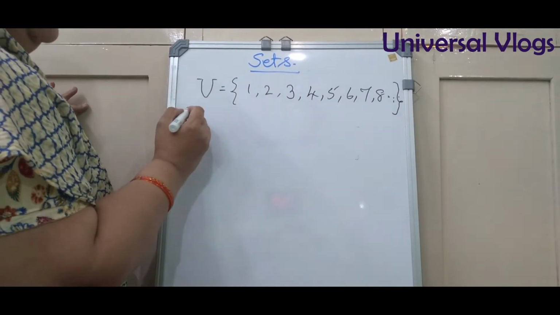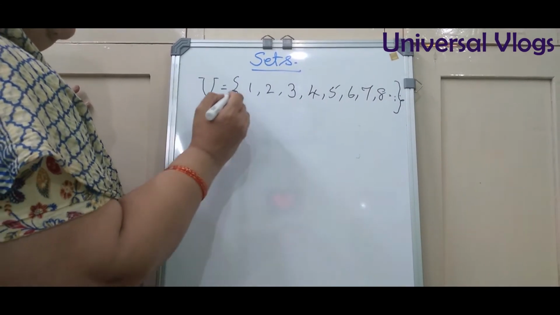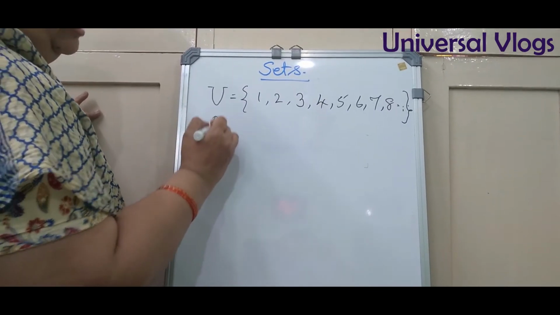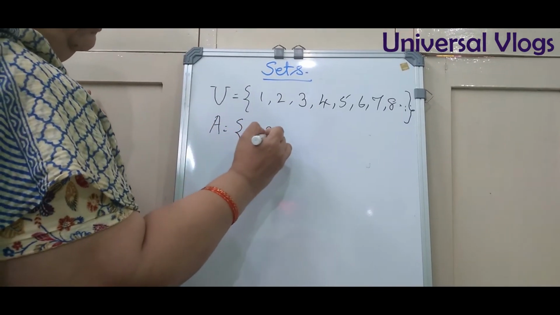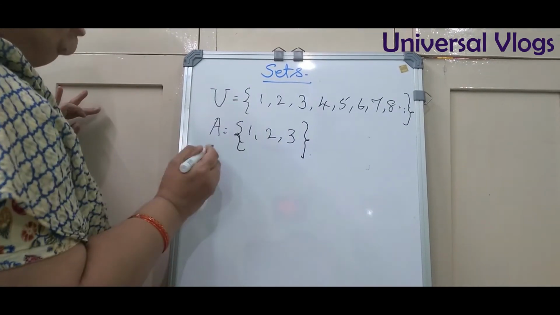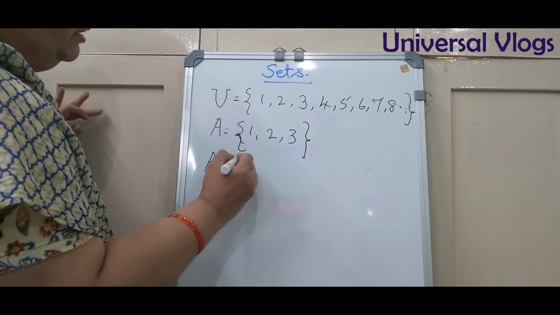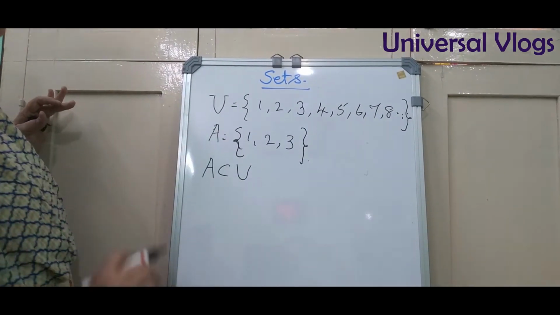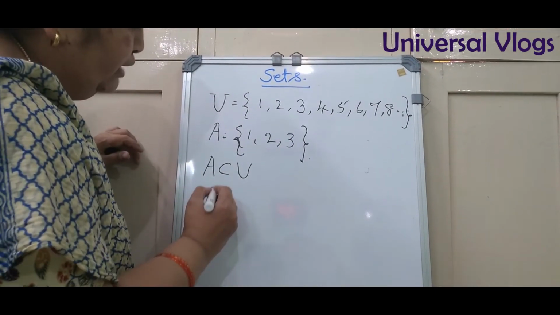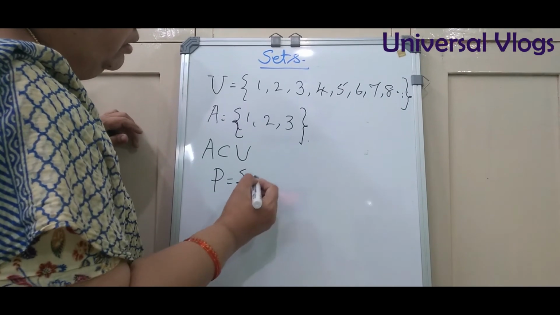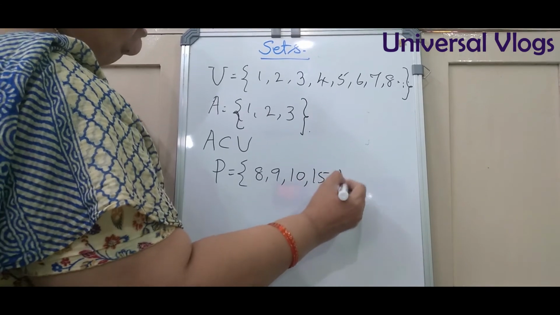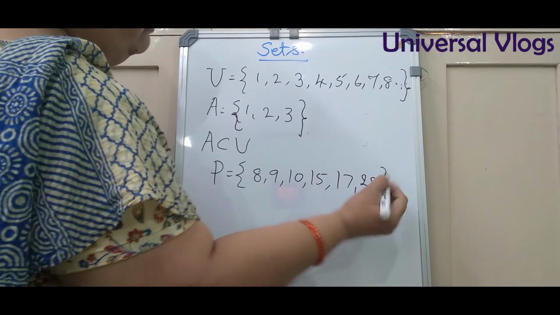Now, just now I was telling you about subsets. Subset means we take the elements from the main set. Say A is equal to {1, 2, 3}. This is the subset. A is a subset of U. Instead of U, you can consider any examples here. Say I will write P is equal to {8, 9, 10, 15, 17, 28}. This is a finite set.